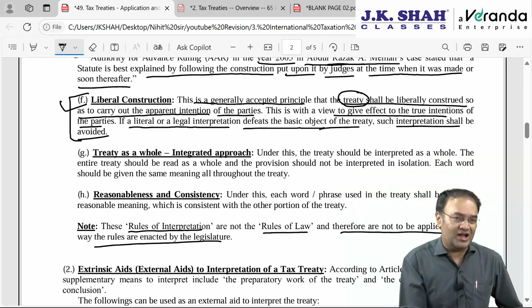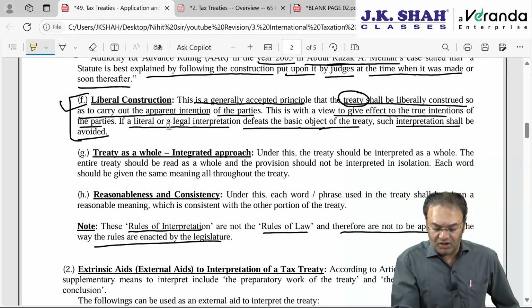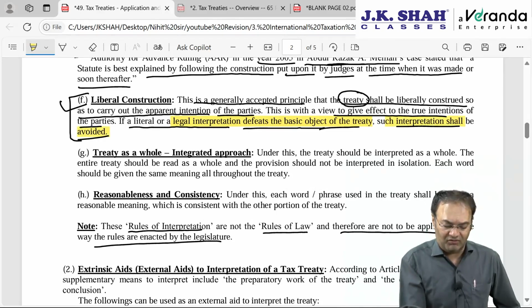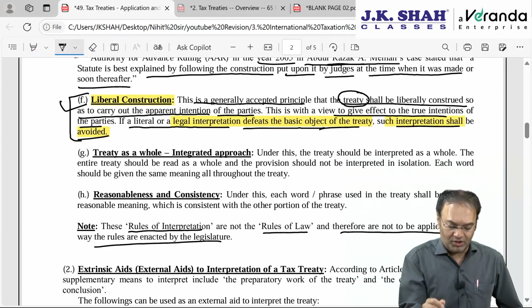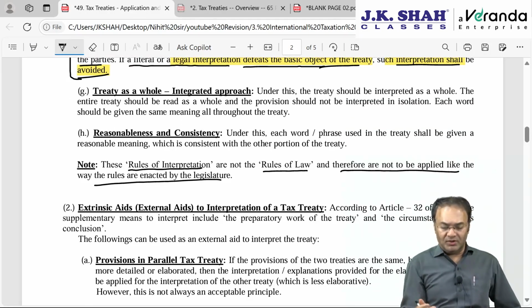This was slightly important. The Institute asked one question based on this, again match the column. They said if a legal interpretation defeats the basic objective of the treaty, such interpretation shall be avoided. On the right hand side they gave this, and on the left hand side, liberal construction. Here you will have to literally memorize the provisions; you can't do anything.